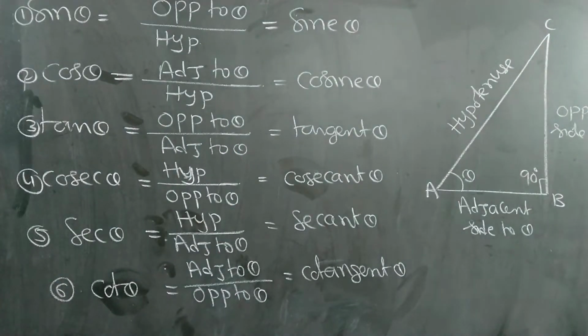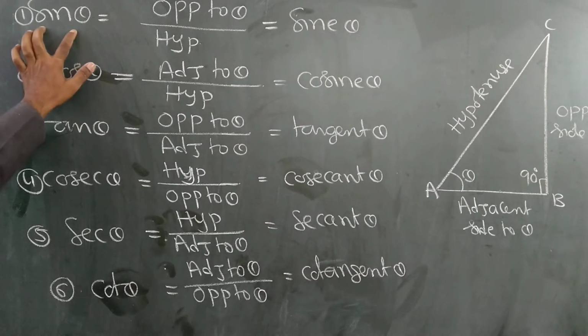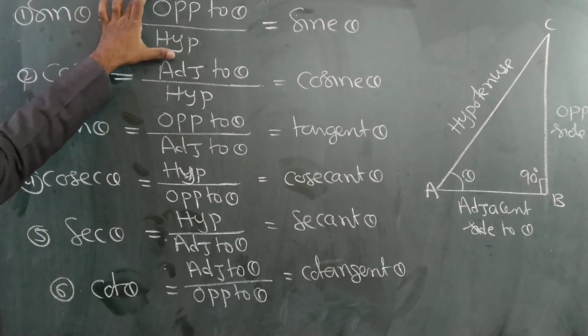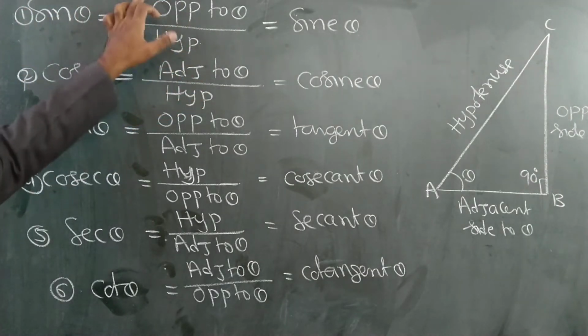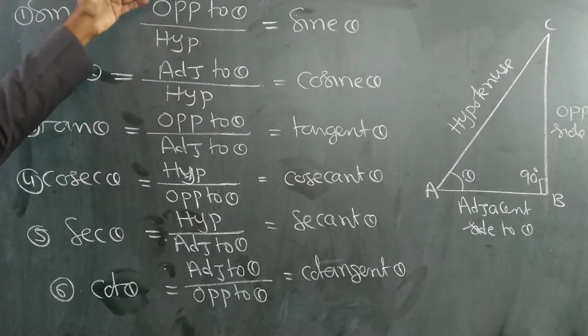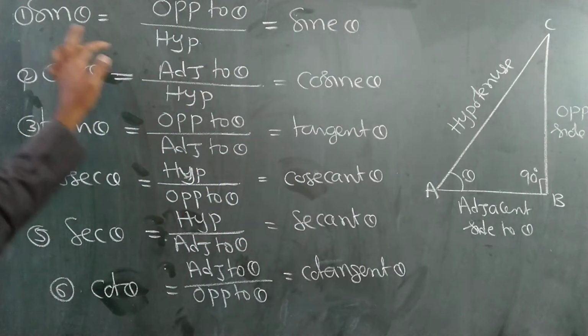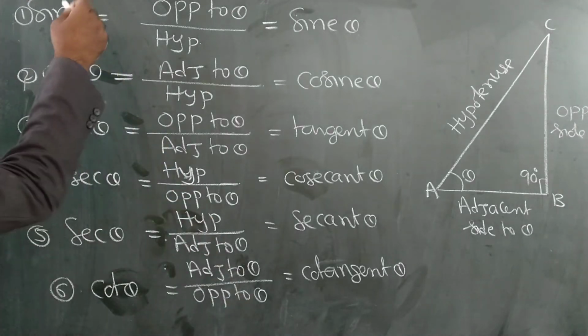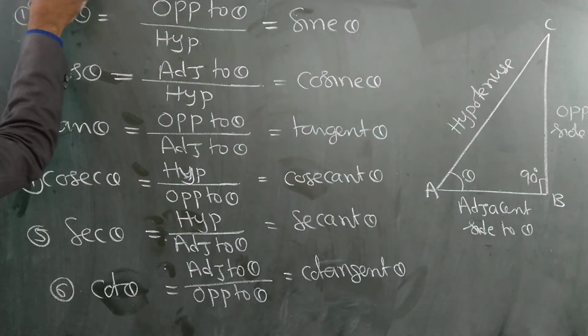So write down these definitions. Sine means it is the name of this ratio: opposite side by hypotenuse. This fraction or this ratio of these 2 sides is called sine theta. So before writing this, you can write some introduction. Write down.